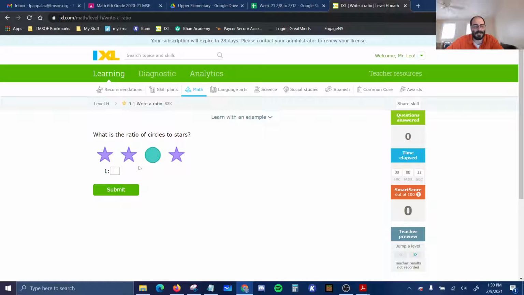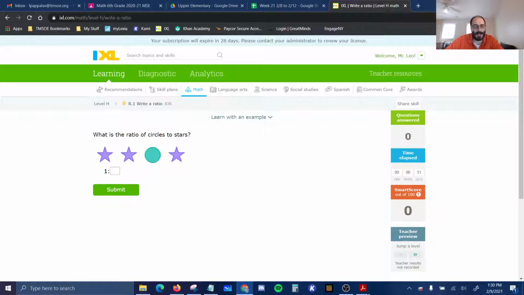Don't just say, I see stars and circles, boom and boom, I'm going to put numbers. Pay attention to what the question's asking you, because remember, the order matters, okay? The colon represents the word to. So we have a number on the left side of the word to and a number on the right side of the word to, okay?